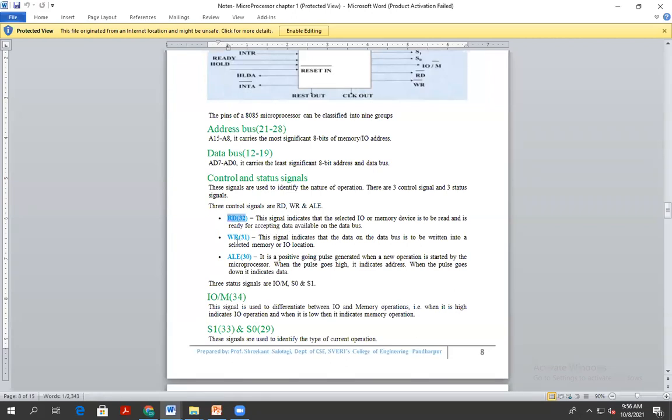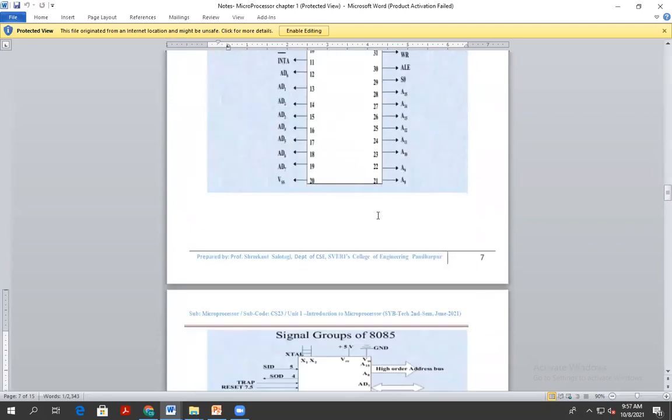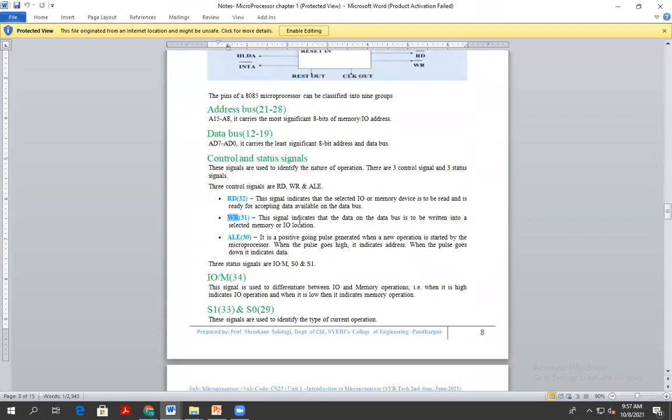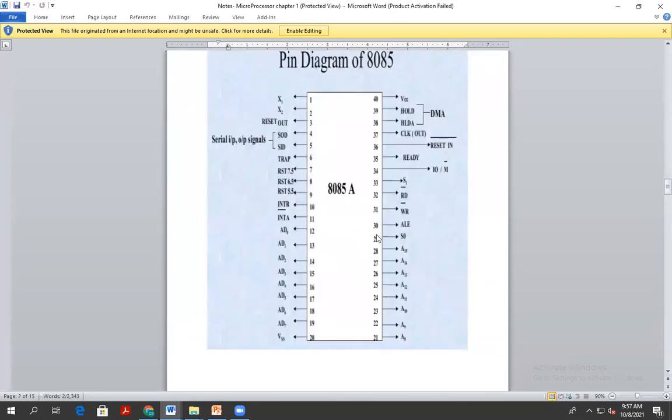Okay, and next one, pin number 31. We use it for write control in the pin configuration. That is WR, which is nothing but write control. This signal indicates that the data on the data bus is to be written into a selected memory or input output location. So this is the functionality of pin number 31.